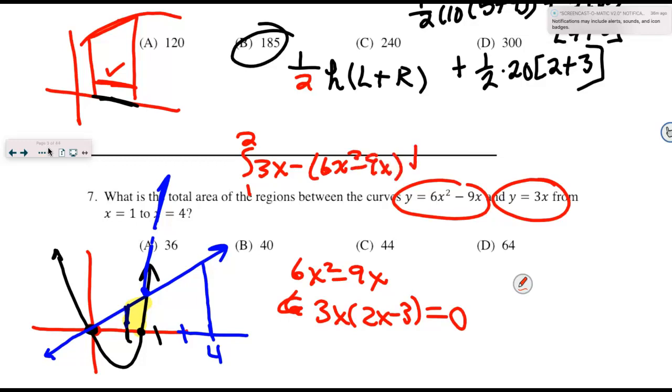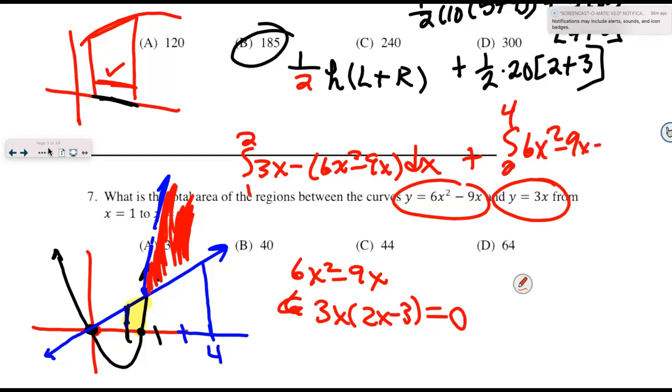Not that we can't do it, it's just that it's going to take a lot of time, correct? I have to make 2 integrals, though. Do you see why? Because what happens once I get past here? The top function becomes the parabola, correct? So from 2 to 4, now I have to do my parabola minus my line.